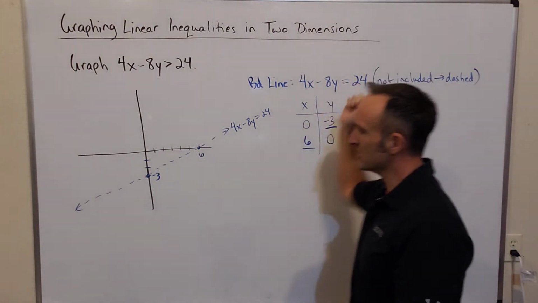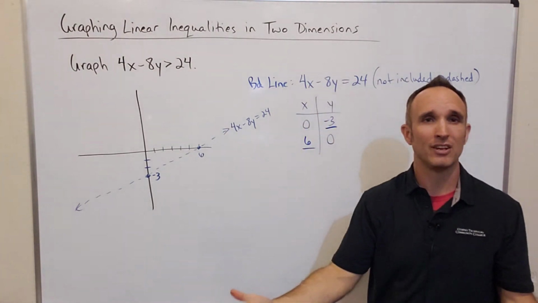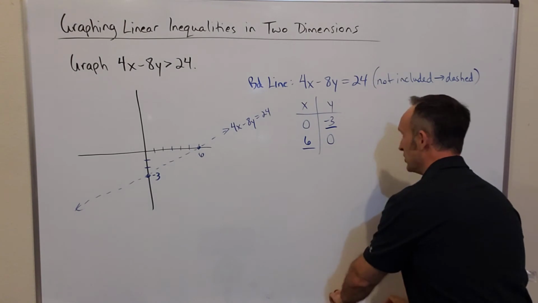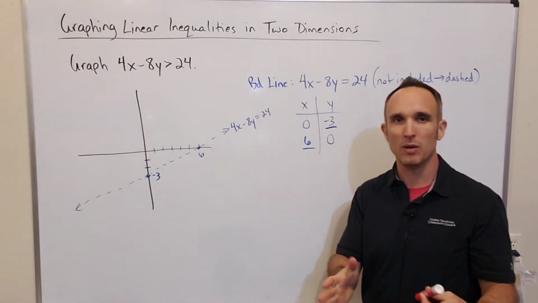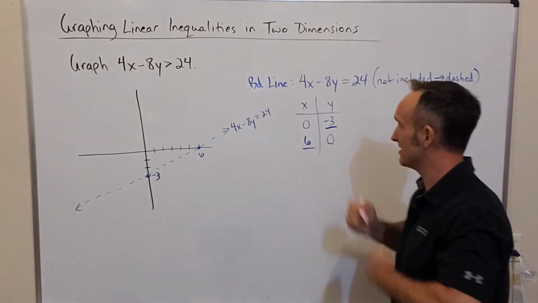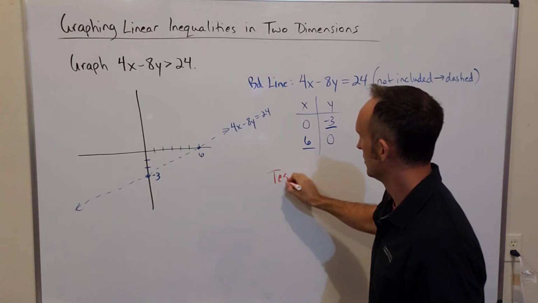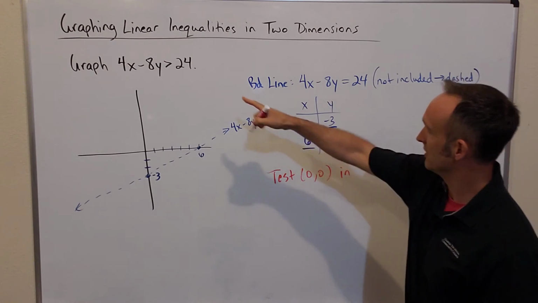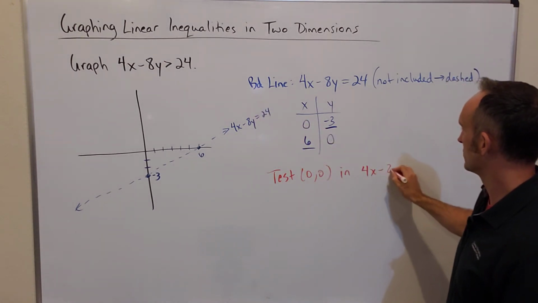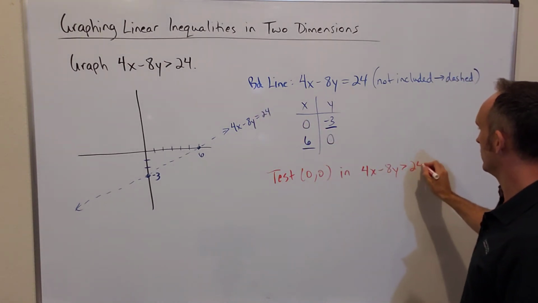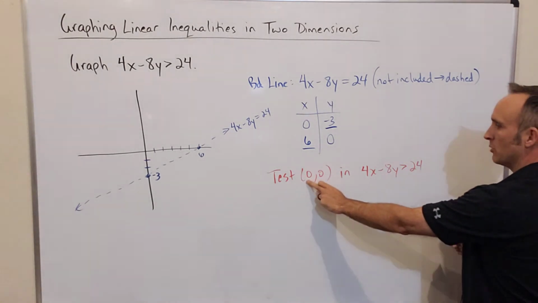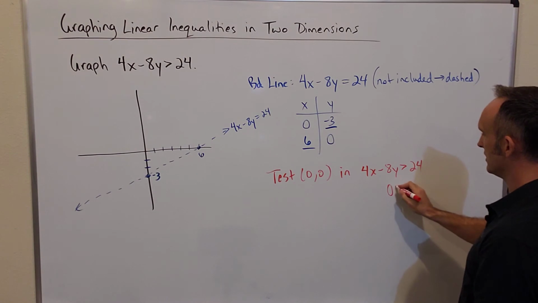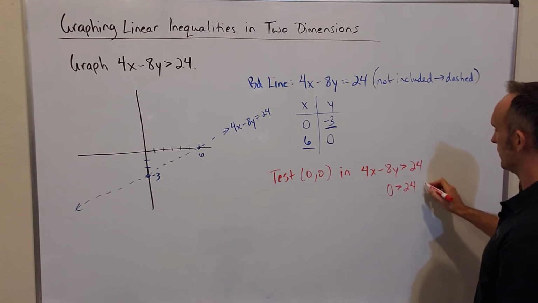All right, so we've just sliced through our plane. We've got it cut in half. We just have to decide which region to shade. So again, you can use any test point you want, but my favorite is 0, 0. I think it's the easiest to test. So let's test 0, 0 in this inequality, 4x minus 8y is greater than 24. If I plug in 0 for x and 0 for y, everything on the left turns into 0 and says 0 is greater than 24.